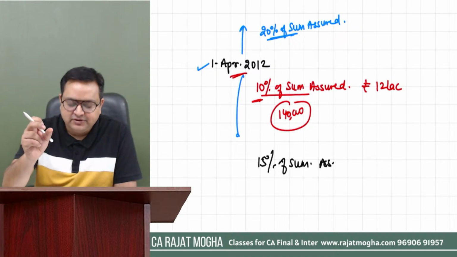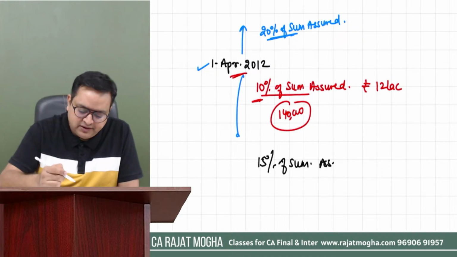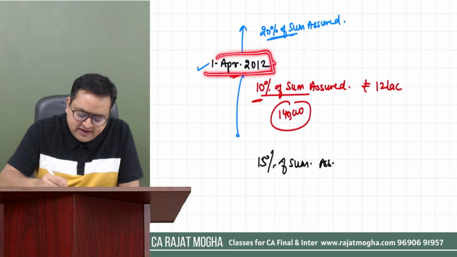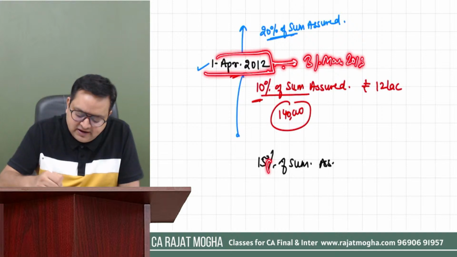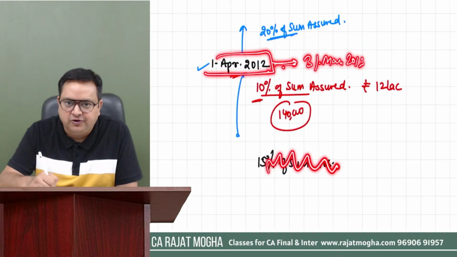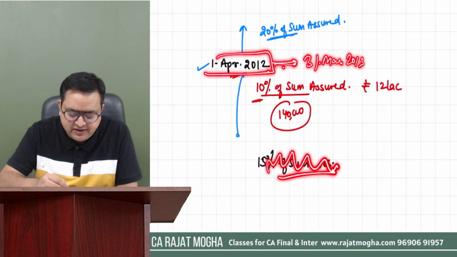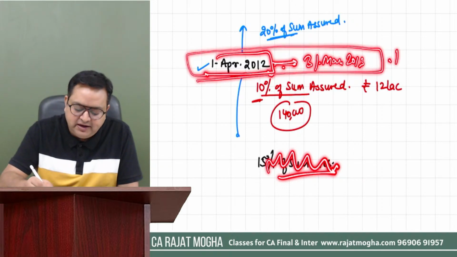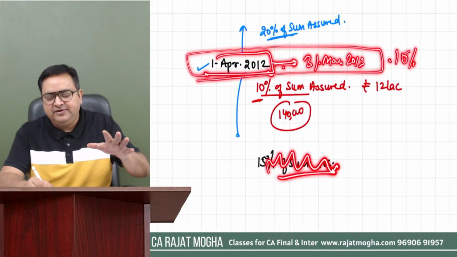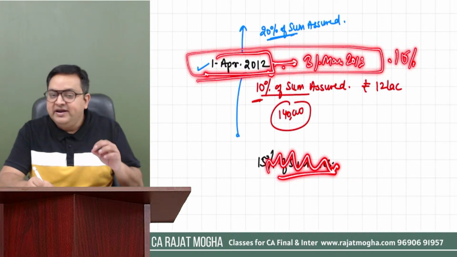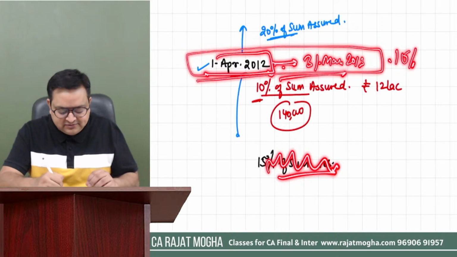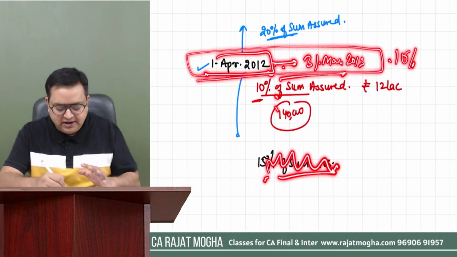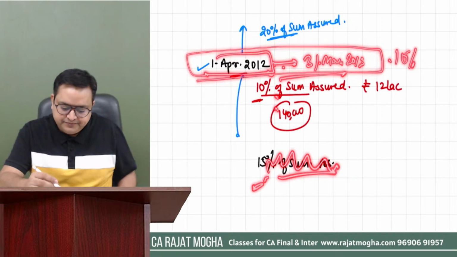But please remember one more thing, although that is not very important. From this date till 1 year, up to 31st of March 2013, this physical disability concept was not there. If the policy is taken during this 1 year, then only 10% you have to take for all types of people, whether they are disabled or not. But after 1 year, it is 10% for other people and 15% for disabled, right?